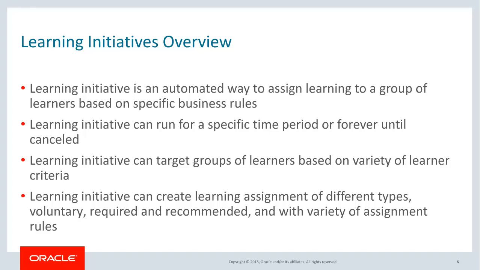So, a learning initiative is an automated way to assign learning to a group of learners based on specific business rules. It can run for a specific time period or forever until cancelled. It can target groups of learners based on a variety of learner criteria. It can create learning assignments of different types, voluntary, required, and recommended, and with a variety of assignment rules.